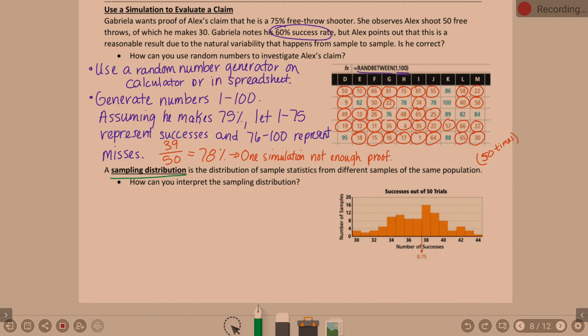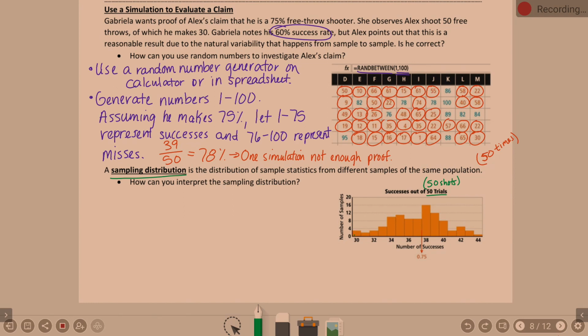Along the bottom, we have number of successes. So again, if you look here, this is successes out of 50 trials. So like up here, this is 50 shots at a time. Using a random number generator, 50 numbers at a time, so out of 50 shots. So this is saying that the simulation is anywhere from 30 to 44 shots out of the 50. So when it's talking about 50 trials, that is equivalent to 50 shots taken.